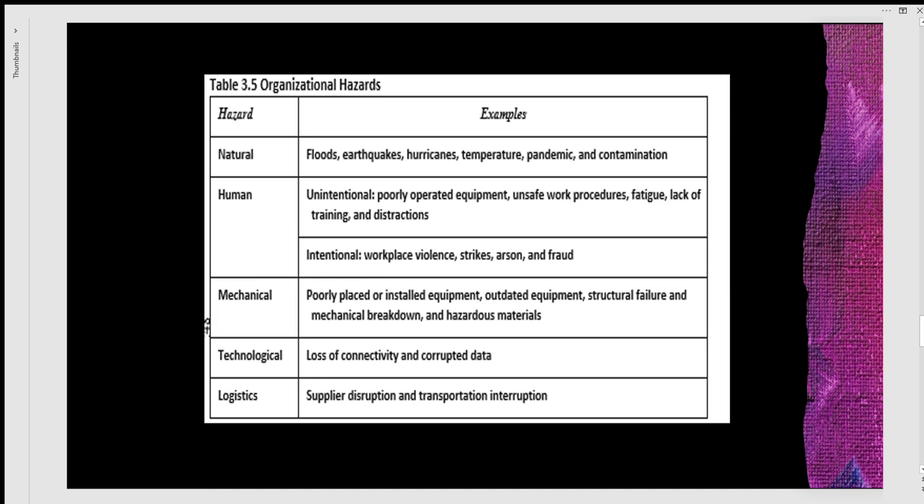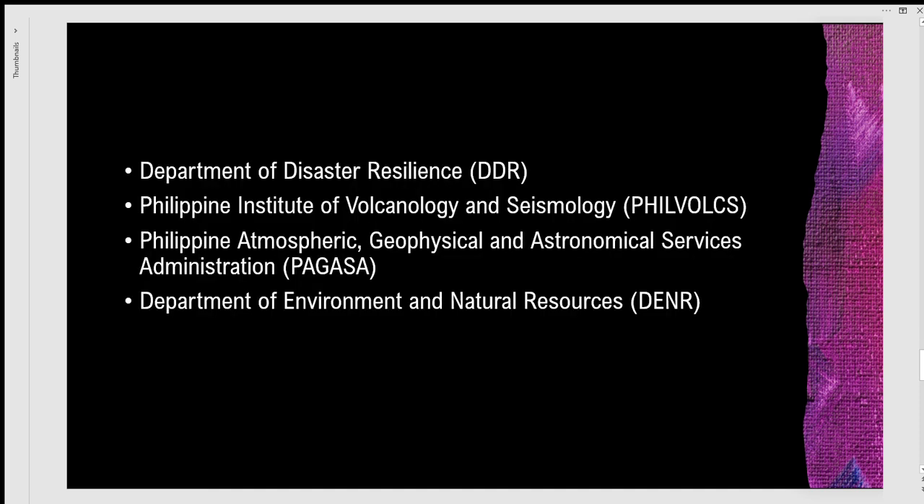When we say disruptions, ibig sabihin nun breakdown ng production and distribution ng supplies or from galing sa suppliers. Now, let's go with the different department and organizations. Kung makikita nyo sa ating handouts, meron dyang mga different services and agencies or department na nakakatulong.